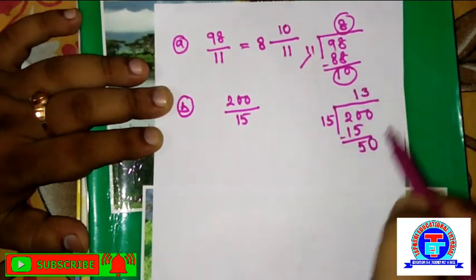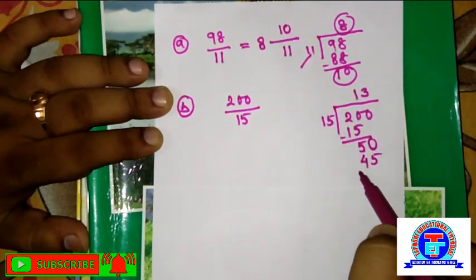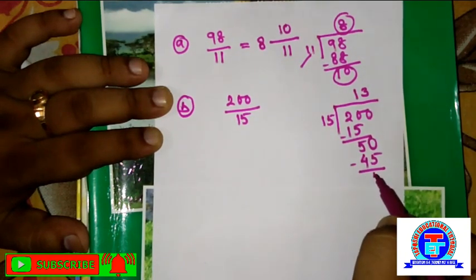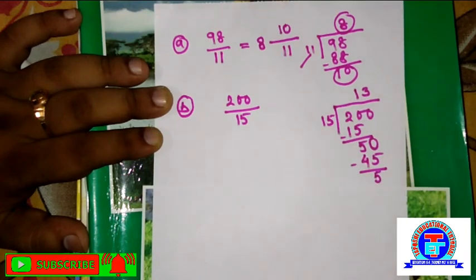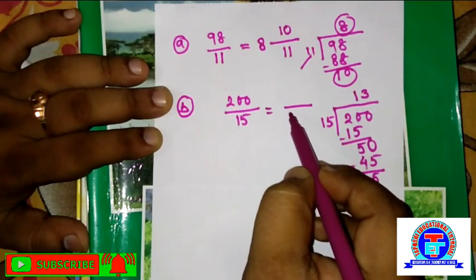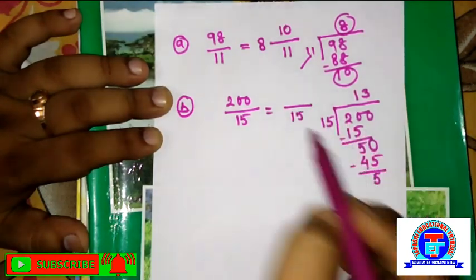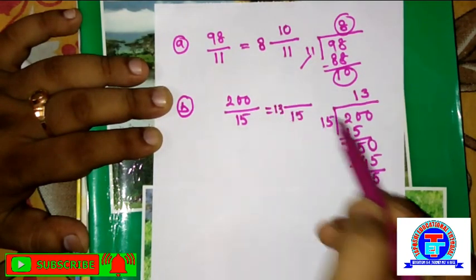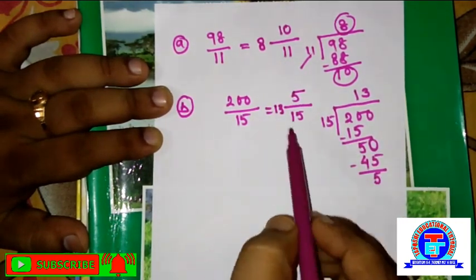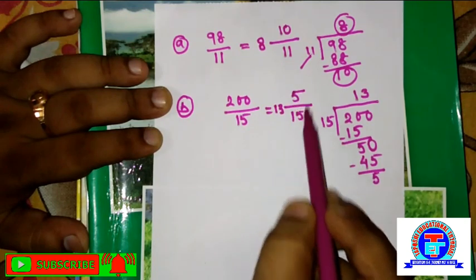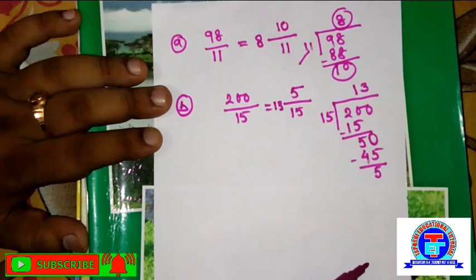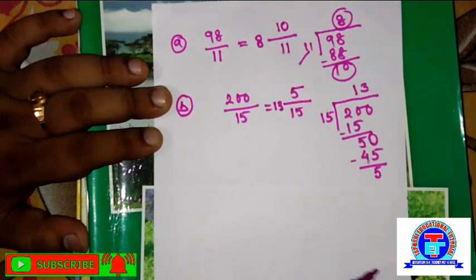Now 15 times 3 is 45, right student? So here subtract, now 5 will remain. Now we write here: this 15 is the denominator, 13 is the whole number and 5 is the numerator. We read it as 13 whole 5 by 15, right? Now another one we solve here, very easy.